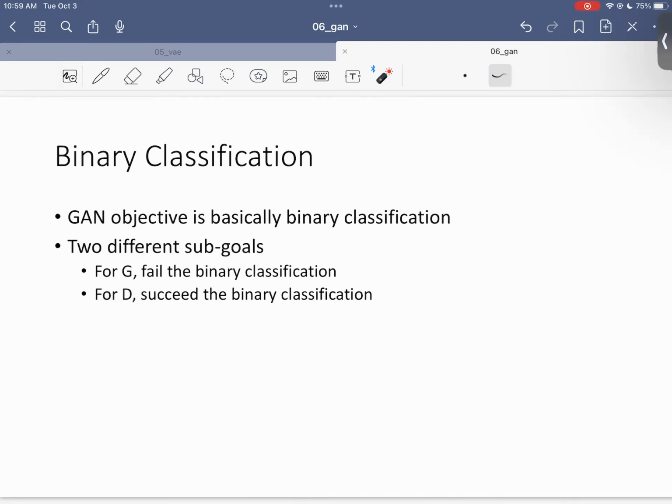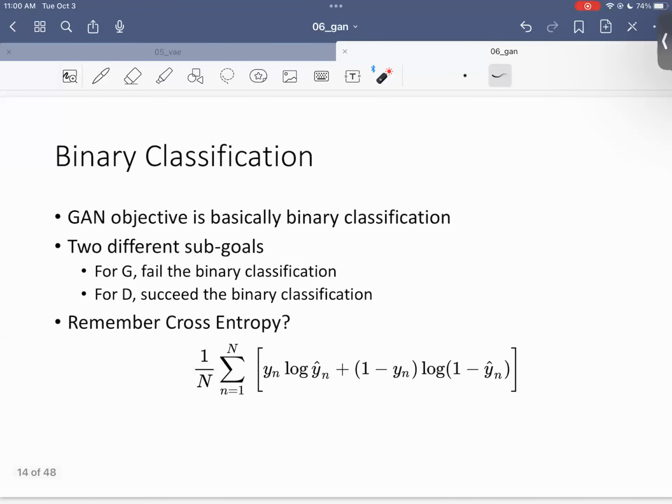We have a perfect situation where D and G reach an equilibrium, and we call that Nash equilibrium. If you're familiar with game theory, I'm not, but in the original GAN paper, they prove that when G and D reach a Nash equilibrium, then we have a perfect generator. So that's the whole setup. Since this is binary classification, we'll start with the cross entropy, obviously.